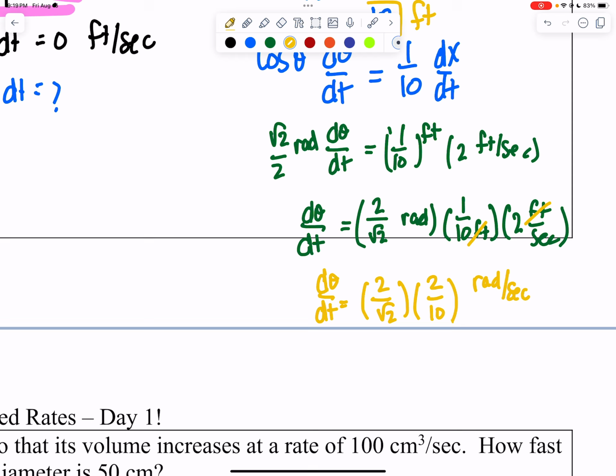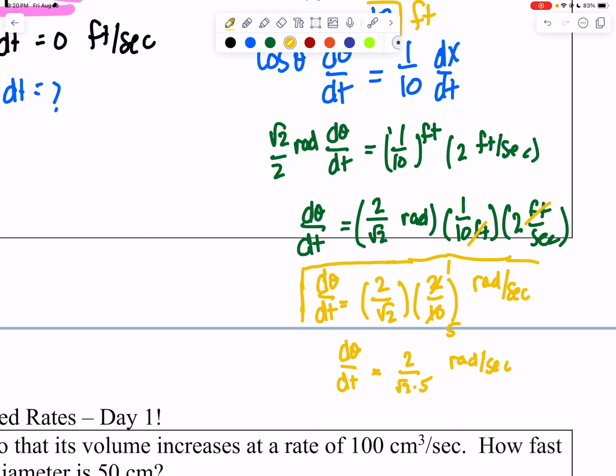If I wanted to simplify this even more and make it a little bit prettier, this is 1/5. So I have root 2 times 5 radians per second. Now, obviously, you could just leave it as this right here and call it a day. Don't simplify if you don't need to, all right? But that was number 4.